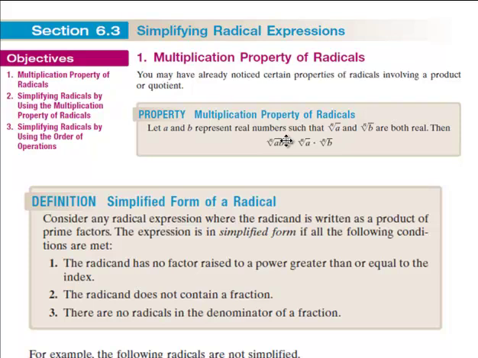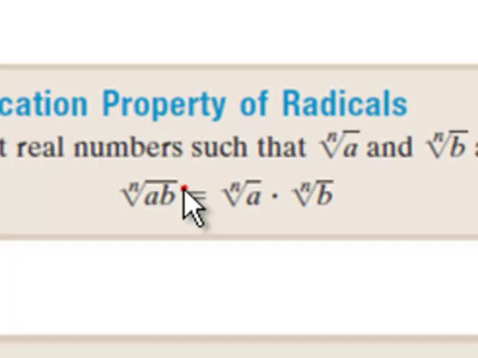6.3, we will be simplifying our radical expressions. In order to simplify, we need to know a property and then the definition of simplification. A property that we need to know is that we can work this equal sign both ways. If we have two things inside that are multiplied together, we can split them up. Sometimes we'll be able to take the square root of one of them, and that will get us to simplify.